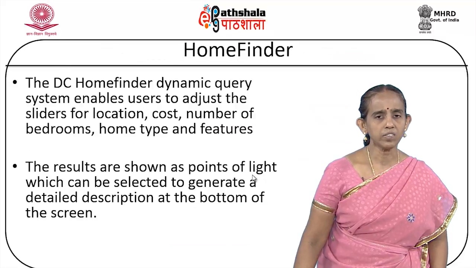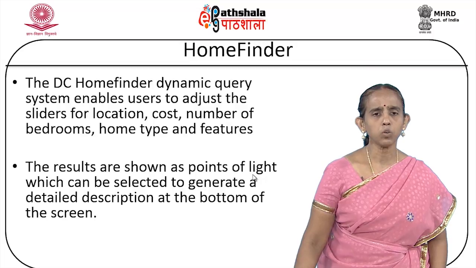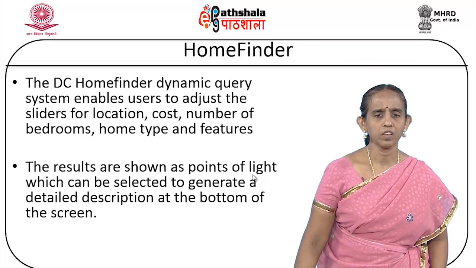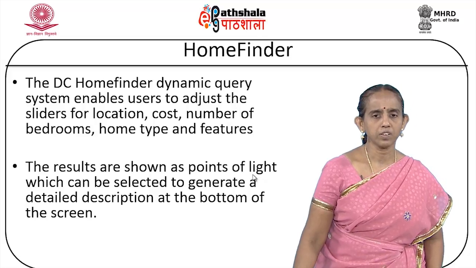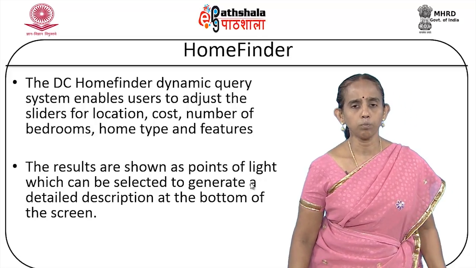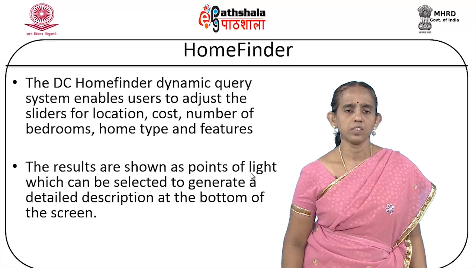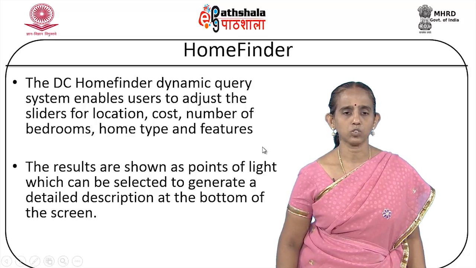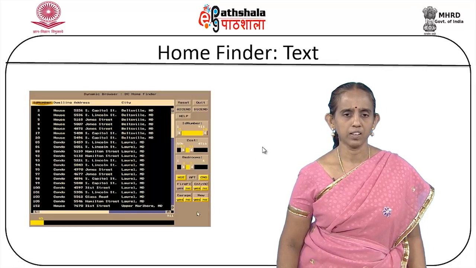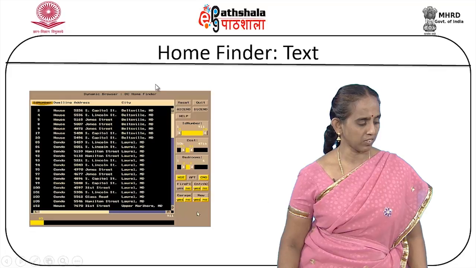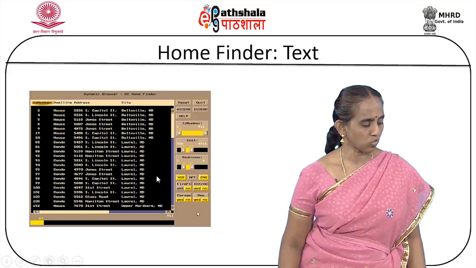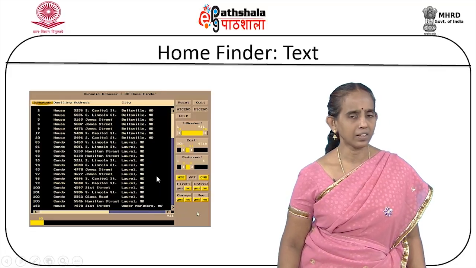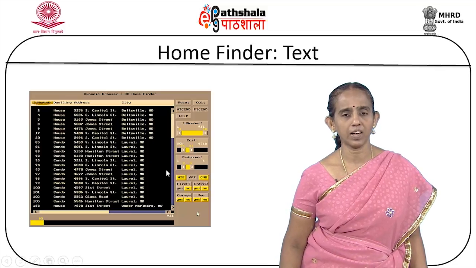So the DC Home Finder dynamic query system enables the user to adjust the sliders for location, cost, number of bedrooms, home types and features. The results are shown as points of light which can be selected to generate a detailed description at the bottom of the screen. So this is a Home Finder text screen which is shown here. Based on the values that are being selected, the text is shown on the screen as such.